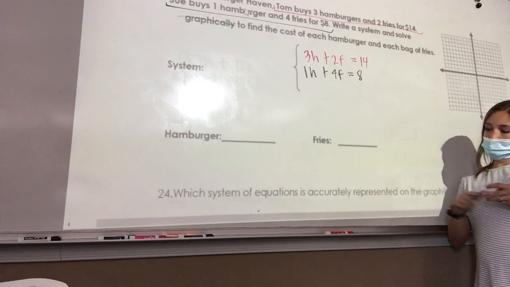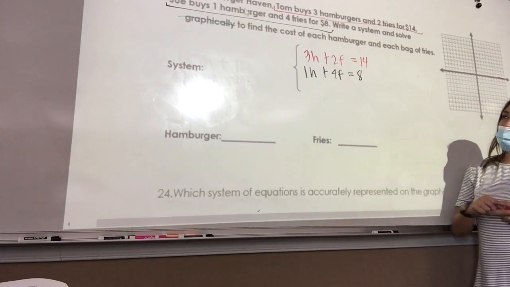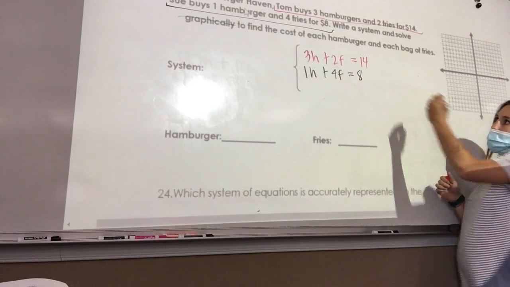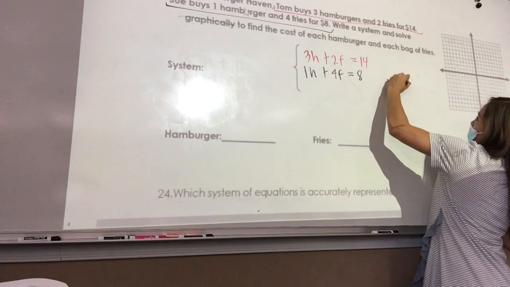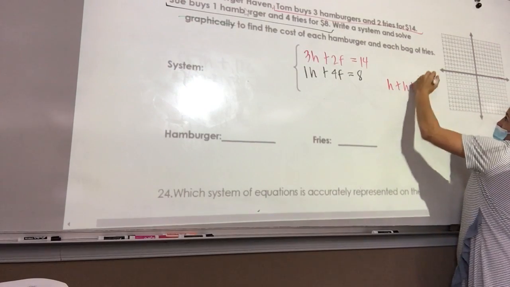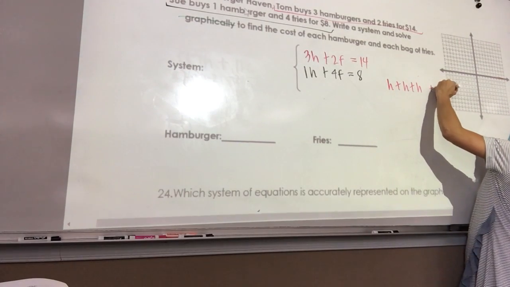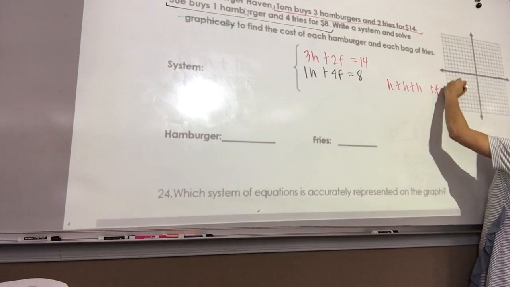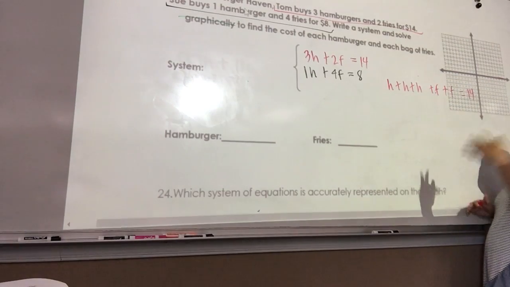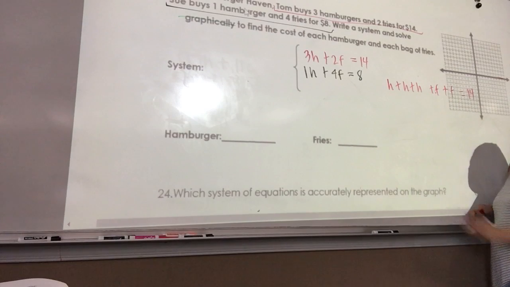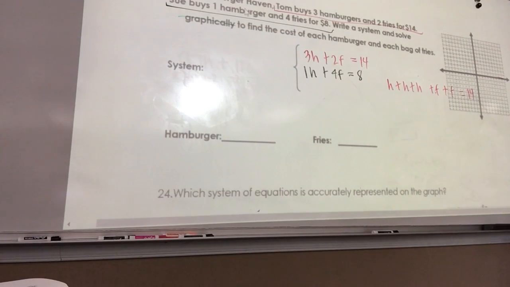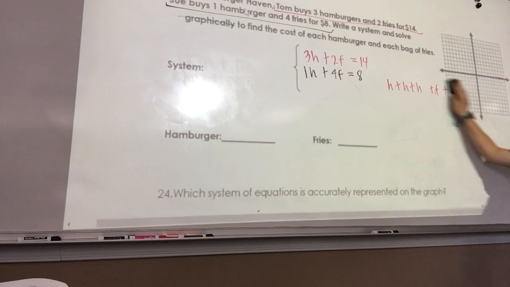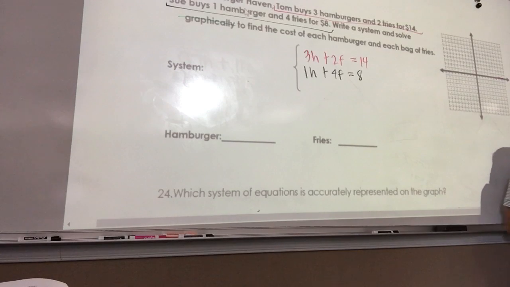And then if you get that, great. If not, you could always be like, I got 3 hamburgers and 2 French fries, and it equals $14. And then that's the same thing as 3H plus 2F if you really wanted to do it that way. But yeah. And then it's the same thing as the other ones?